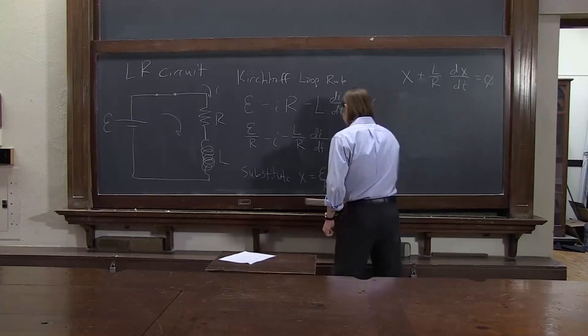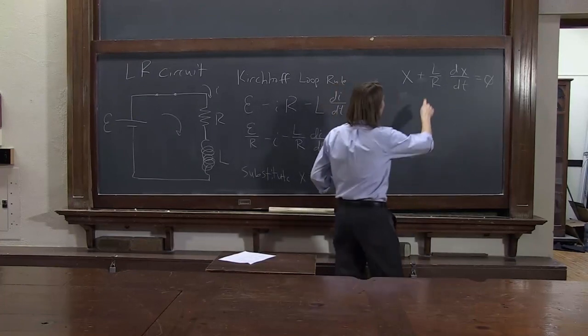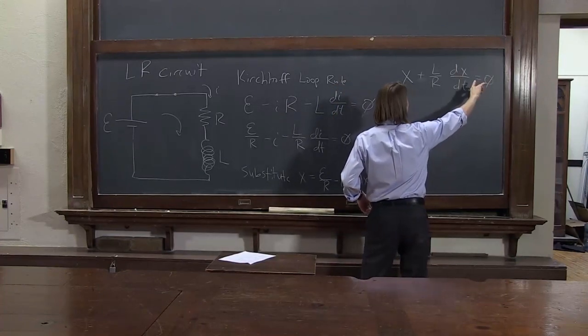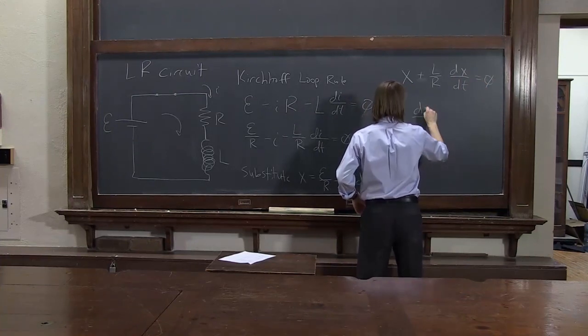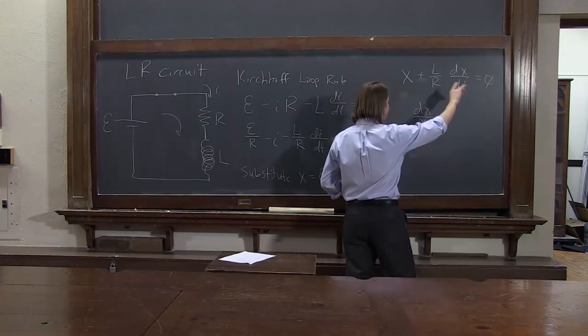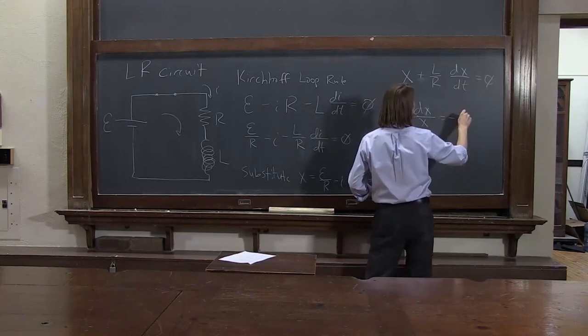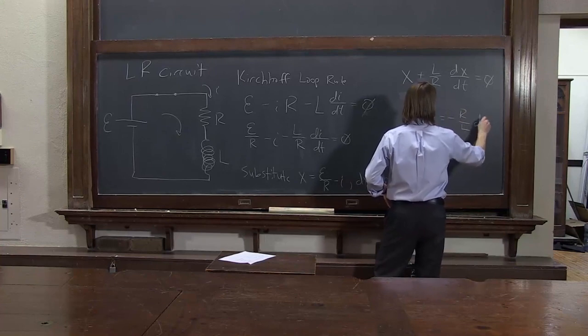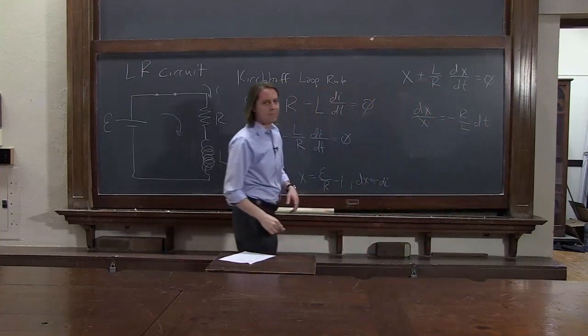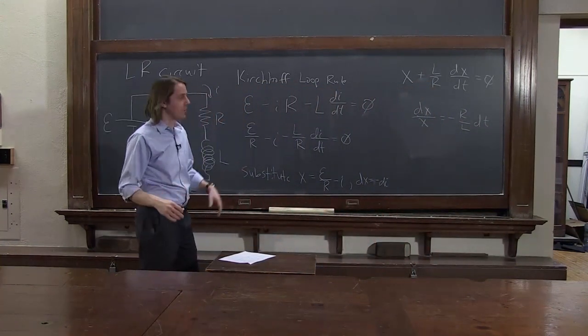Let's not do that. Let's do the correct thing. We want to bring this term over here and say it's dx over x, it's all over there, equals minus r over L dt. There we go. That's what we want to do. See, I forgot the tricks.